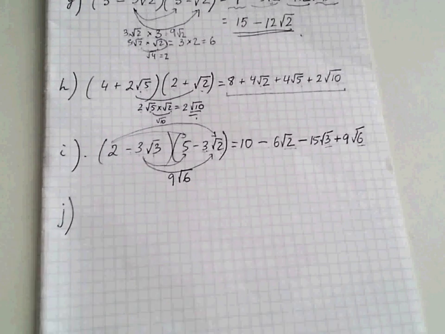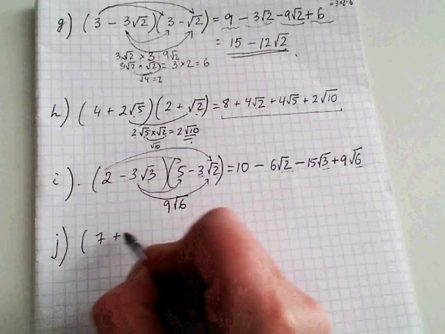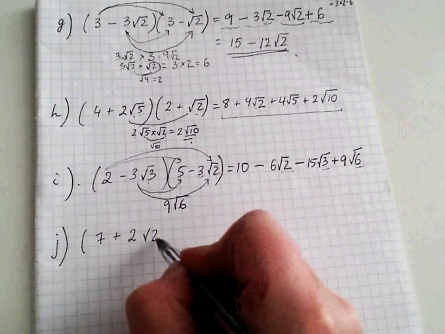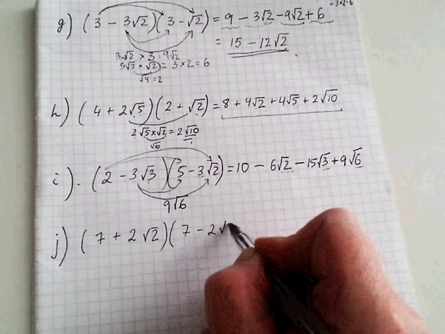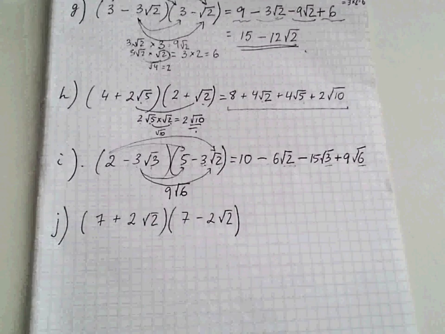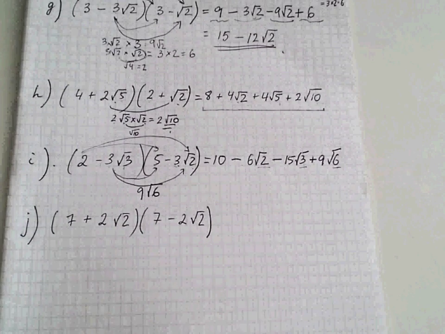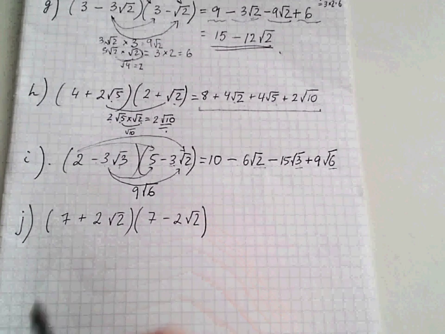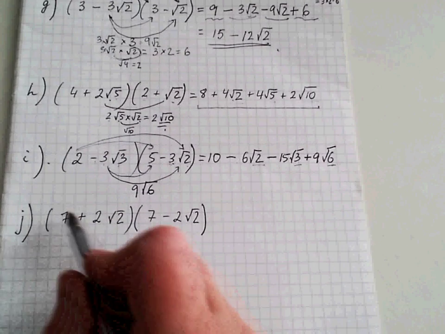Okay, we continue working on surds and we multiply in brackets: 7 plus 2 roots of 2 times 7 minus 2 roots of 2. Pause the video and try the question yourself. Okay, now when you've tried it, I can show you how to do it.